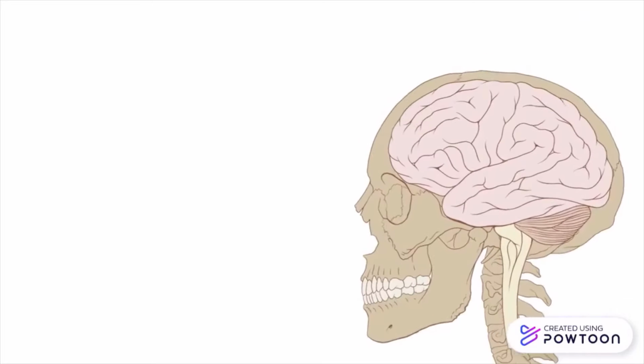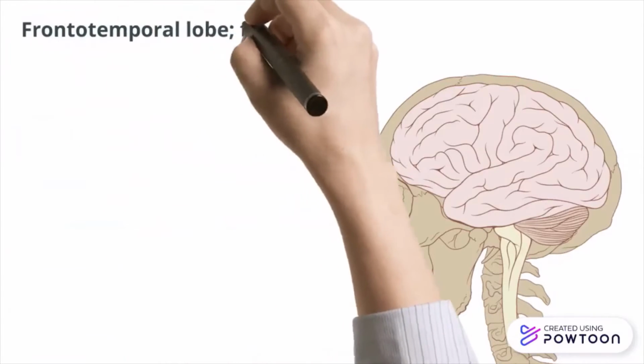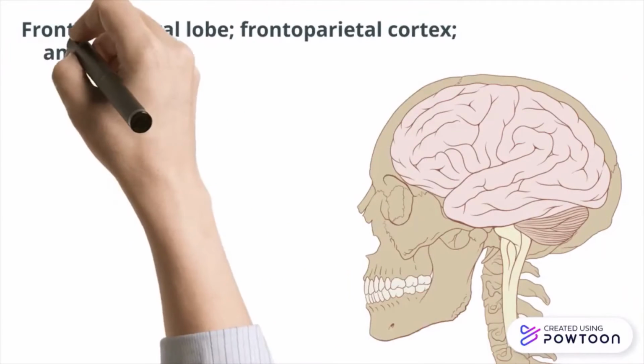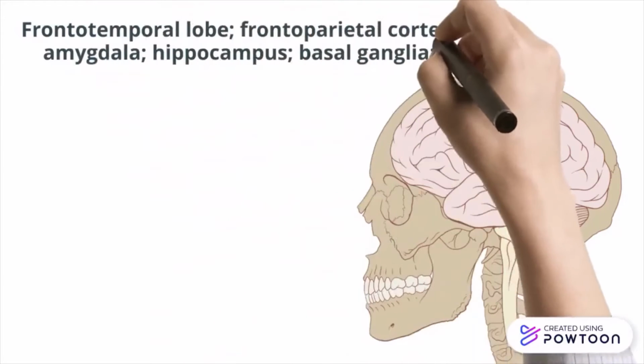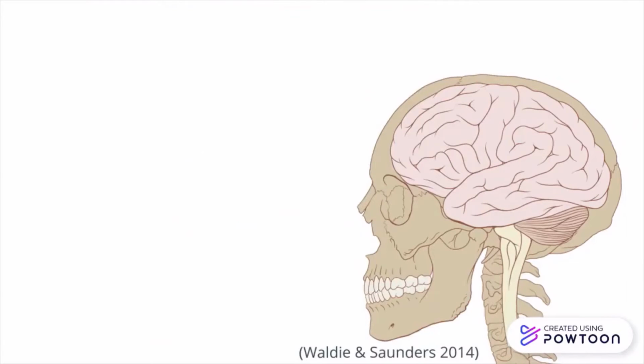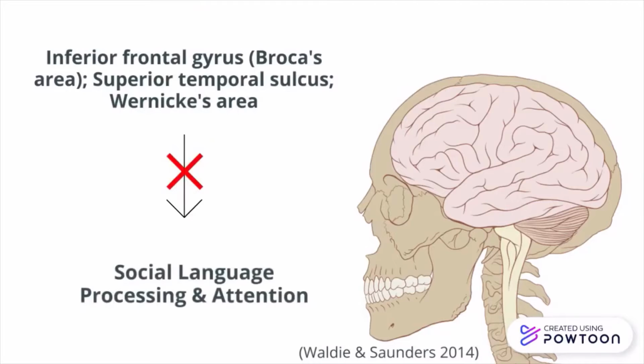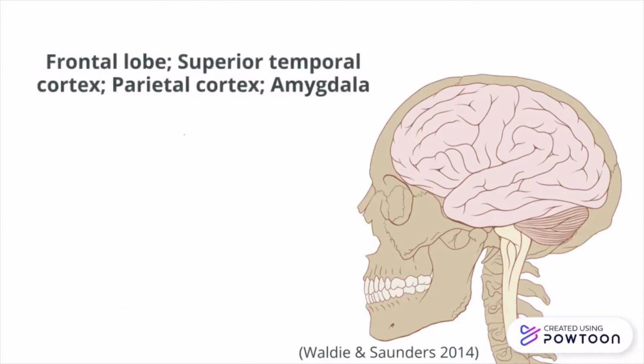Let's now delve into how autism works inside the brain. Specific core regions have been suggested to mediate clinical phenotypes of ASD, such as the frontotemporal lobe, frontoparietal cortex, amygdala, hippocampus, basal ganglia, and anterior cingulate cortex. For instance, abnormalities in these areas may be related to defects in social language processing and attention, whereas issues in these regions may mediate impairments of social behaviors.